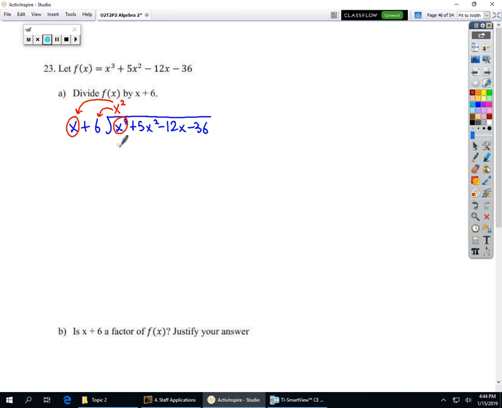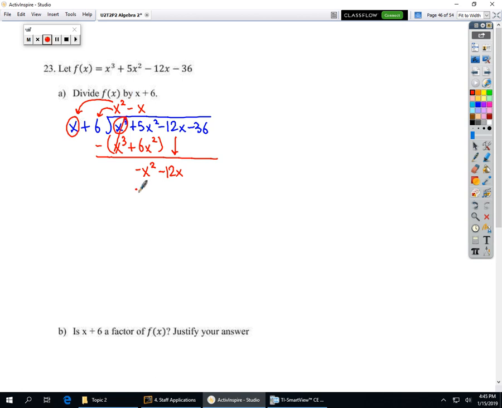x squared times x is x cubed. x squared times 6 is 6x squared. Remember, you are subtracting them. x cubed minus x cubed, they cancel. 5x squared minus 6x squared is just negative x squared. Got to bring down that minus 12x. What are we multiplying x by to make it a negative x squared? That's a negative x, because I need the x to be squared, but I also need it to be negative, so multiply by negative x.